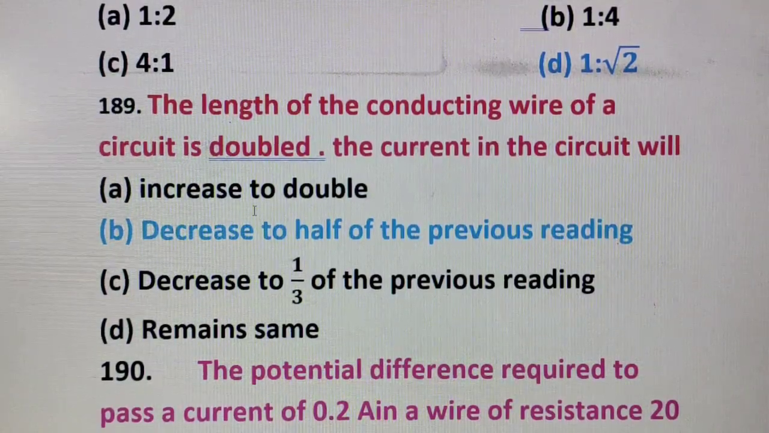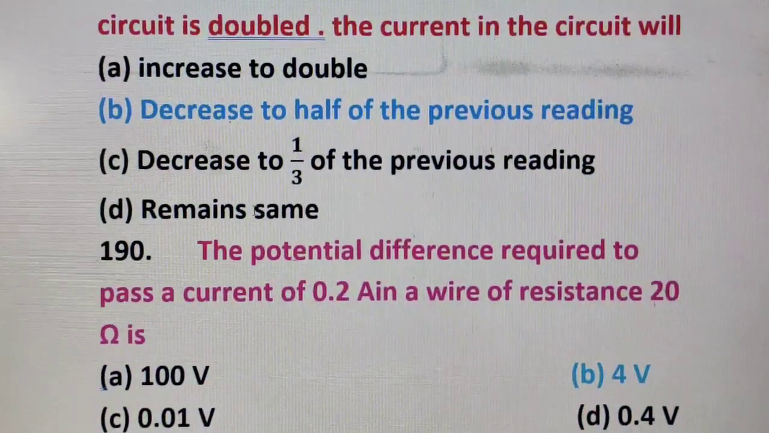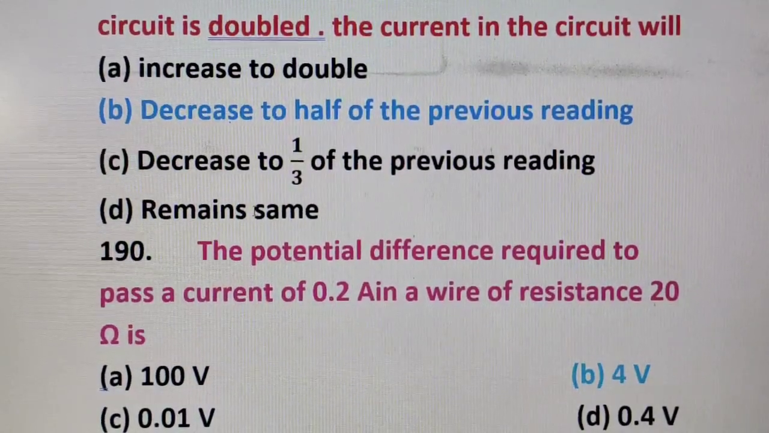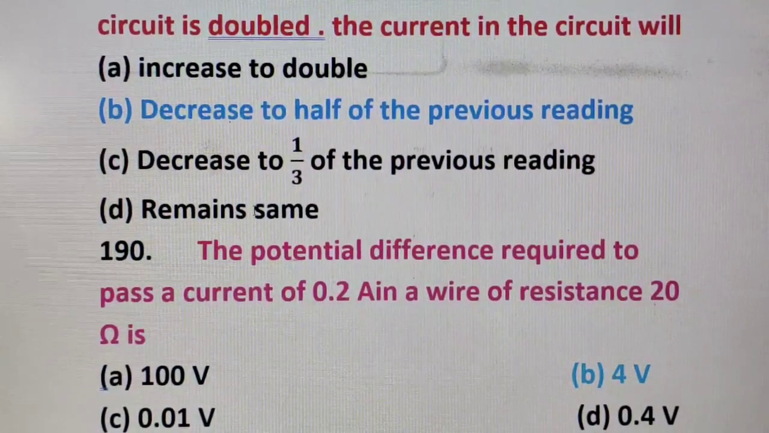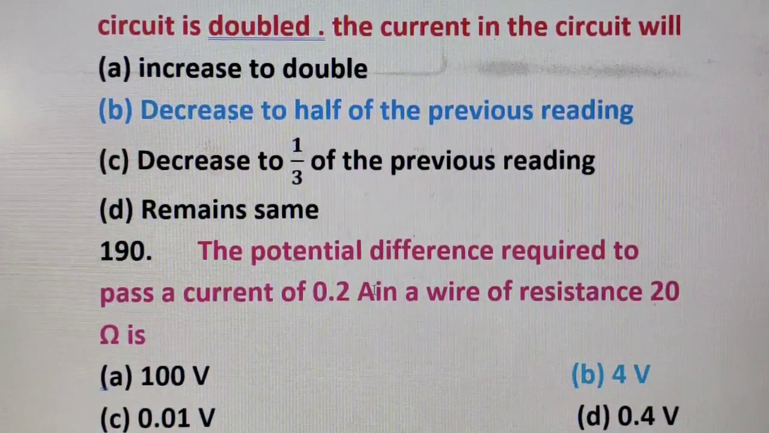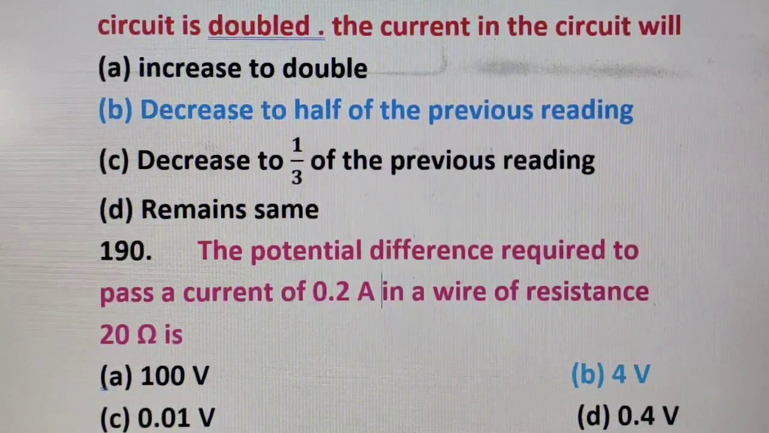The current in the circuit will decrease to half of the previous reading. The potential difference required to pass a current of 0.2 ampere in a wire of resistance 20 ohm is. Here current is 0.2 ampere and resistance R is 20 ohm. We know that from Ohm's law V equal to I into R. It is 4 volt.